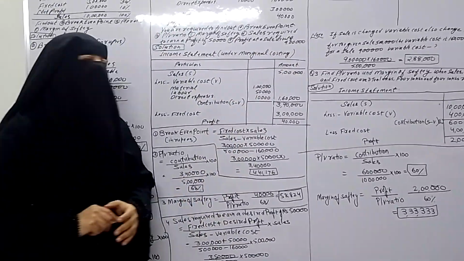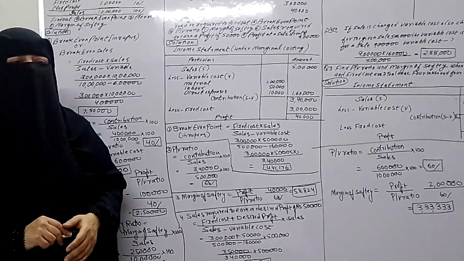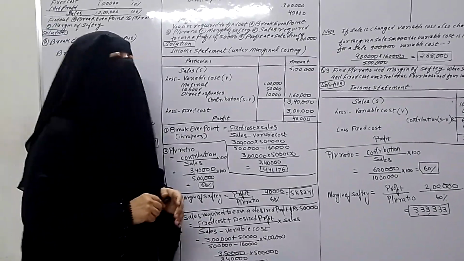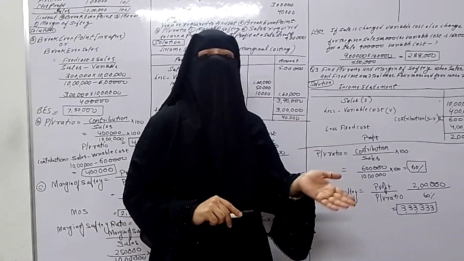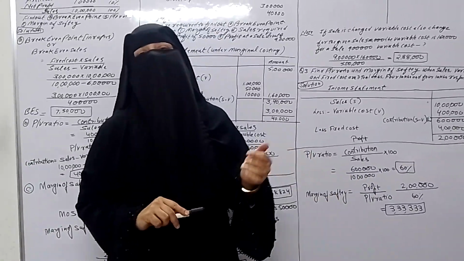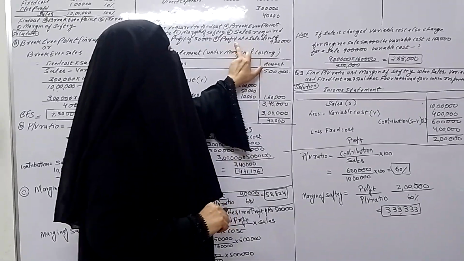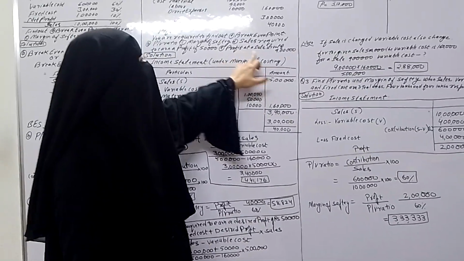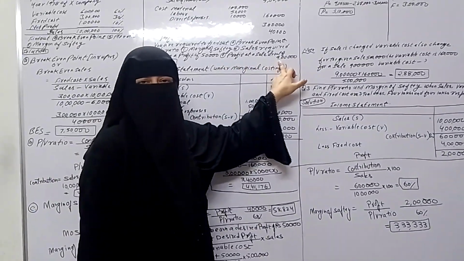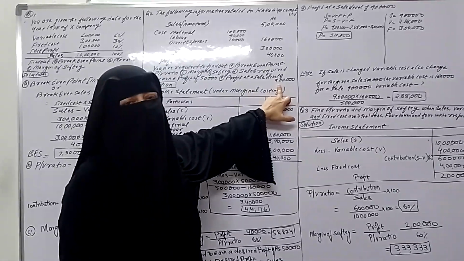So, whenever the question says find the variable cost, find the fixed cost, or find the profit, in that case we have to apply the marginal equation. Our marginal equation is S = V + F + P. In the question, he is asking you to find the profit. For finding the profit at a sale level of 9 lakh, we need variable cost and we need fixed cost.